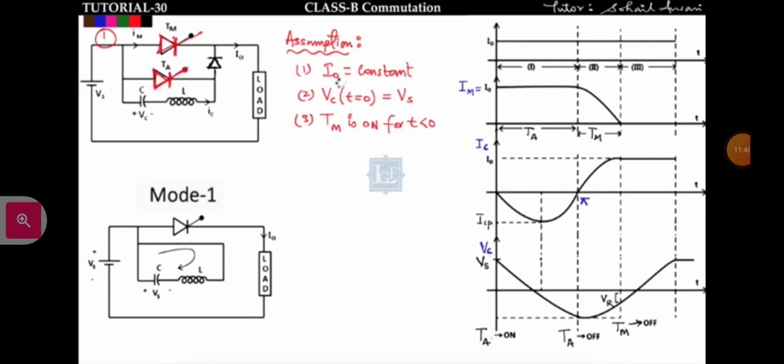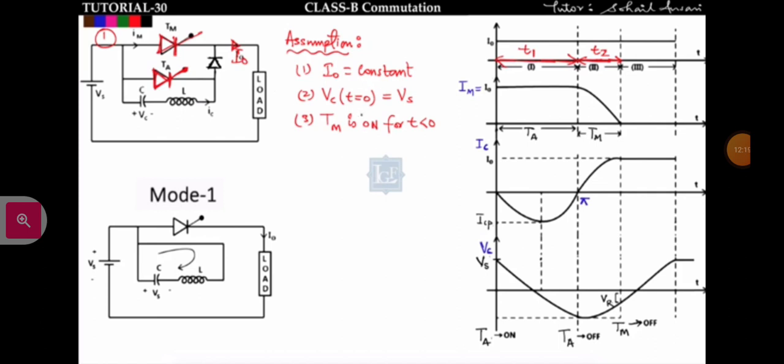There are three modes in this type of commutation circuit. Mode 1 is from here to here, and let us say the time taken is t1. Mode 2 is from here to here, with time t2. I am assuming that the load current I0 is constant. This is the first assumption: I0 is constant, meaning the load is highly inductive.